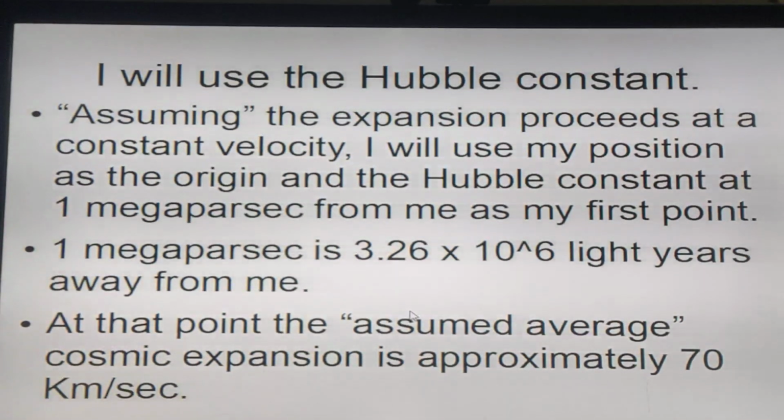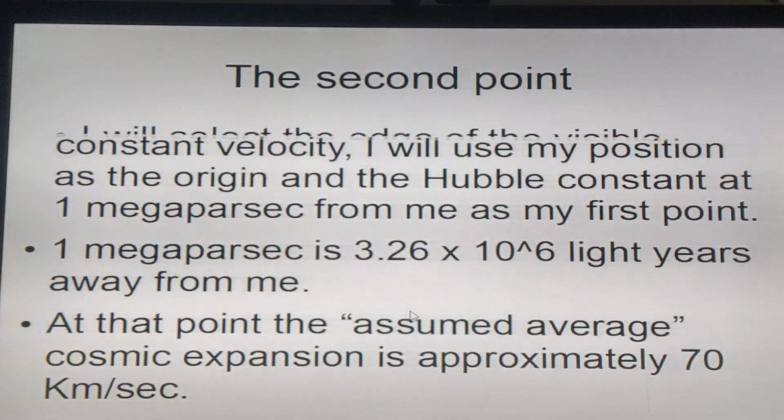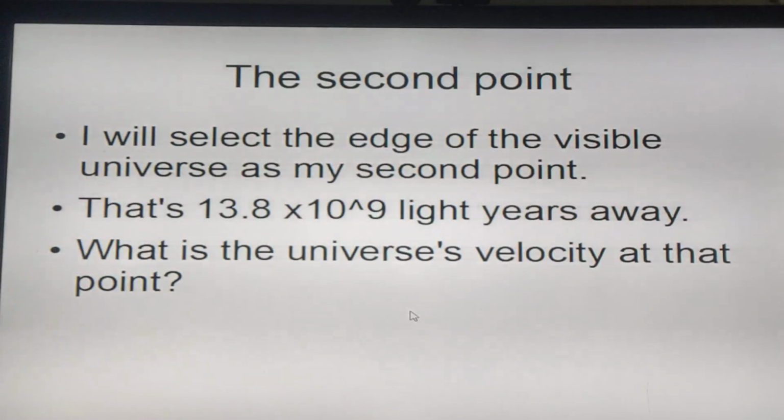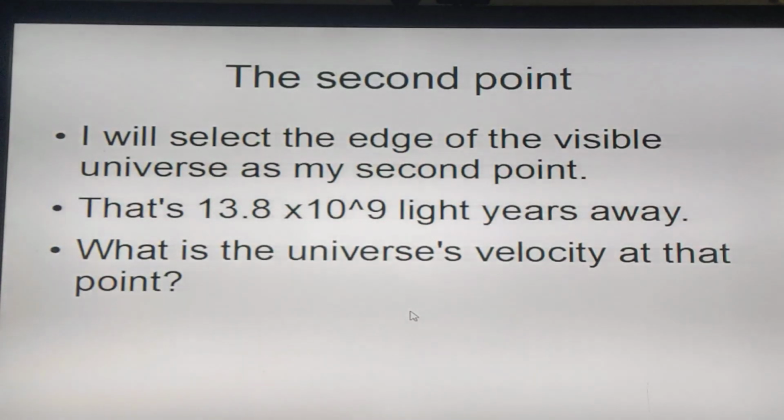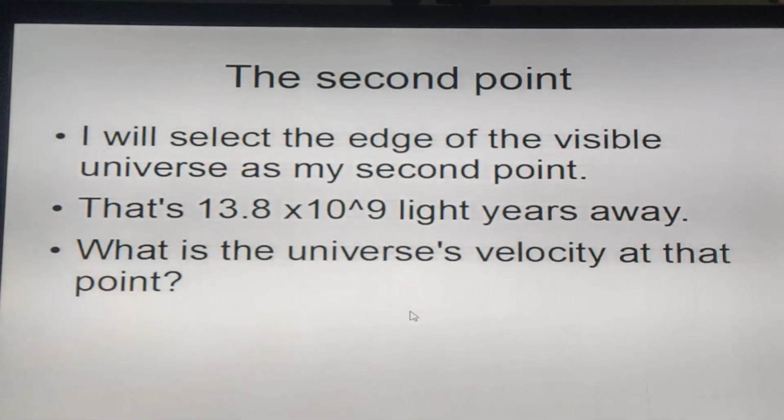Again, assuming the expansion proceeds at a constant velocity, I will use my position as the origin and the Hubble constant at 1 megaparsec for me as my first point. So 1 megaparsec is about 3.26 times 10 to the 6 light years. And at that point, the average cosmic expansion should be approximately 70 kilometers per second. The second point, I'll select the edge of the visible universe. And that's 13.8 times 10 to the 9th light years away. Question: what is the universe velocity at that point?